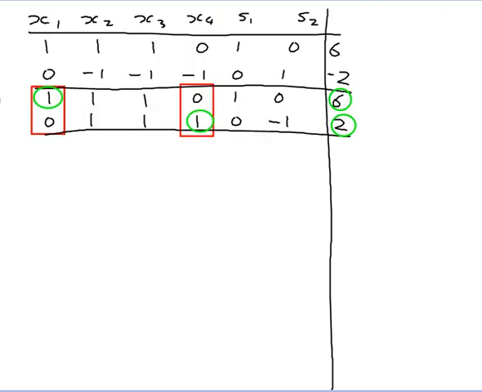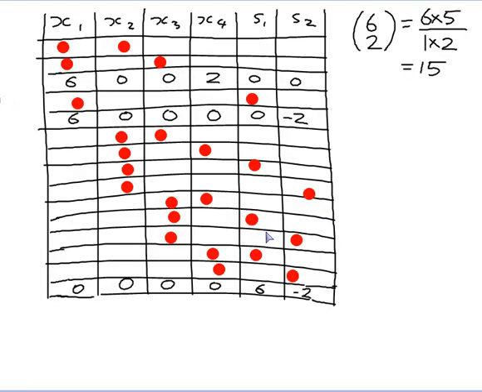Can we get anything else out of this? I think we can. Look at these two. Together they make an identity matrix. They're the wrong way around, but that doesn't really matter because I can still read off from this that S1 is 6 and X4 is 2. S1 is equal to 6 and X4 is equal to 2, and all the rest are 0.